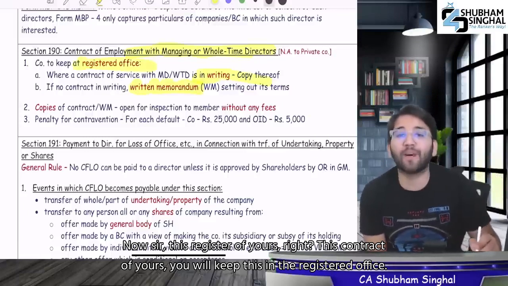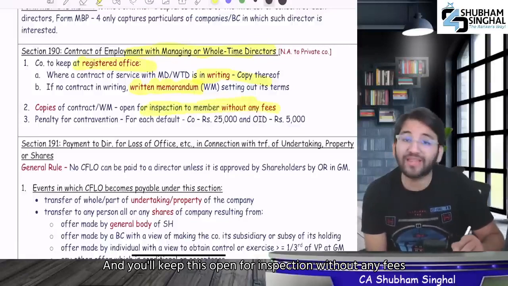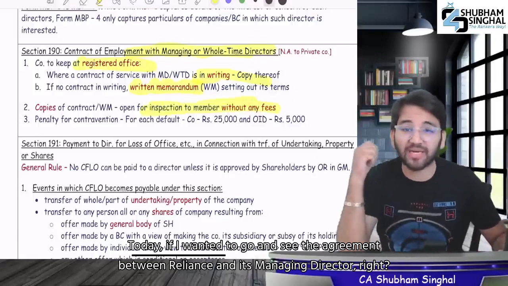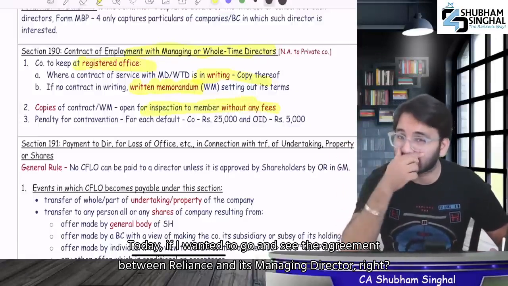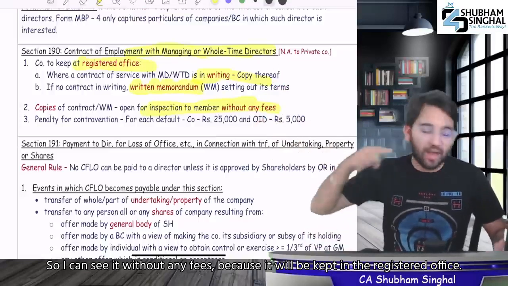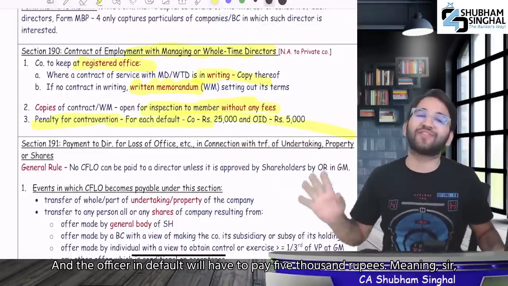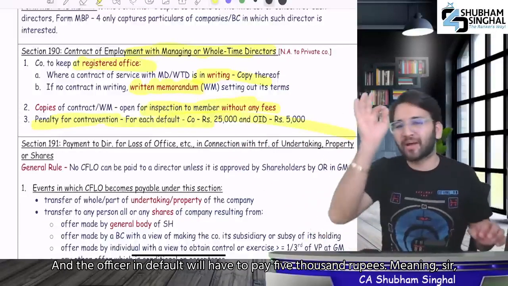You will have to keep this in the registered office. And also you will keep this open for inspection without any fees. If I wanted to go today and see the agreement between Reliance and its MD, I can see it without any fees because it will be kept in the registered office. But if it is not kept there, then the company will have to pay 25,000. And the officer in default will have to pay 5,000.